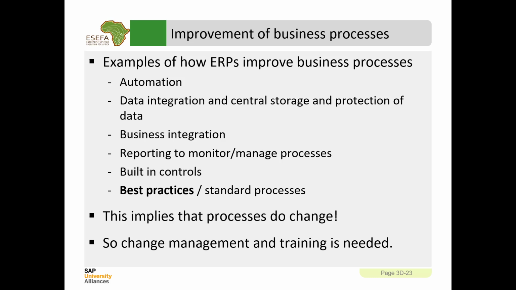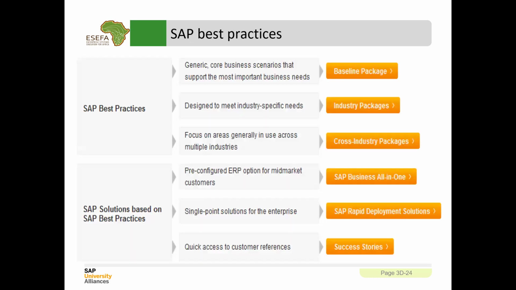Best practices and standard practices. So this implies that the processes do change. Yes, processes do change, so change management and training is needed. The system can change. We can upgrade certain things based on your functionality requirements and some other things that you need, and then training and change management are employed. Now, when we are emphasizing best practices, what does it mean? What are we trying to say when we say best practices?